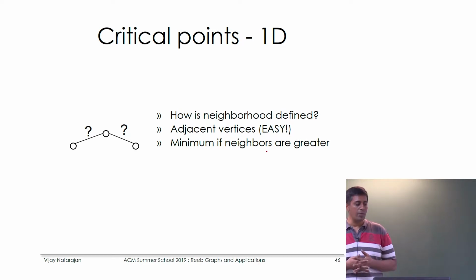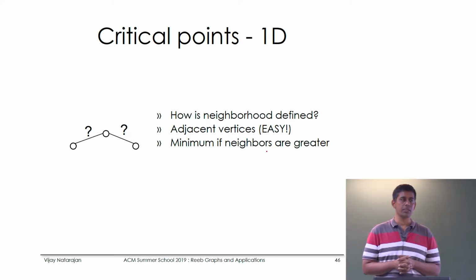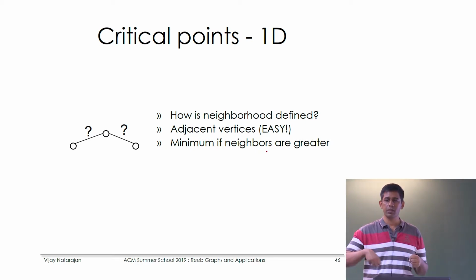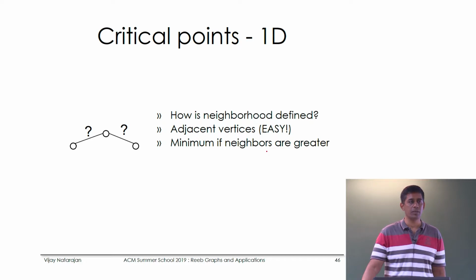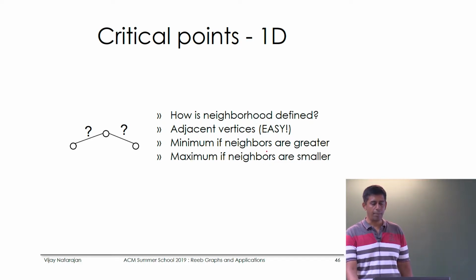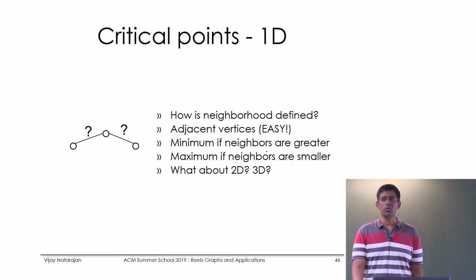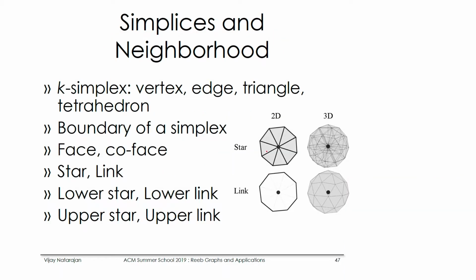In this particular case, when will you call this central vertex a minimum? If all the neighbors have function value greater than me, then I am a minimum. That is a natural way to define a minimum in this discrete case. A maximum if all my neighbors are smaller. But how will you extend this to 2D, 3D, and how will you talk about other types of critical points? I do not want to define all these terms, let us look only at the pictures and focus on those terms. The remaining is mainly for your notes for later.